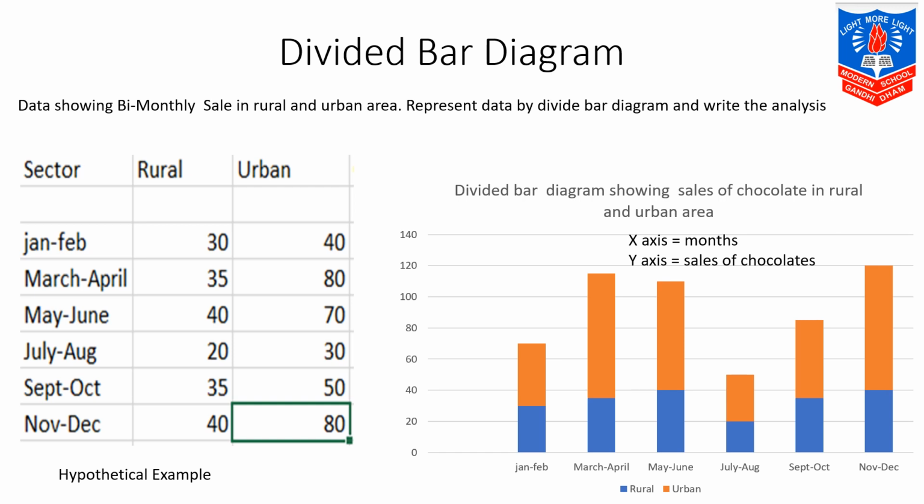Now, our very first step in this will be to make the total. That is 30 plus 40 is 70, 35 plus 80 is 115, 40 plus 70 is 110, 20 plus 30 is 50, 35 plus 50 is 85, and 40 plus 80 is 120. Now why we have made the total is that it will be helpful to us while making the graph.